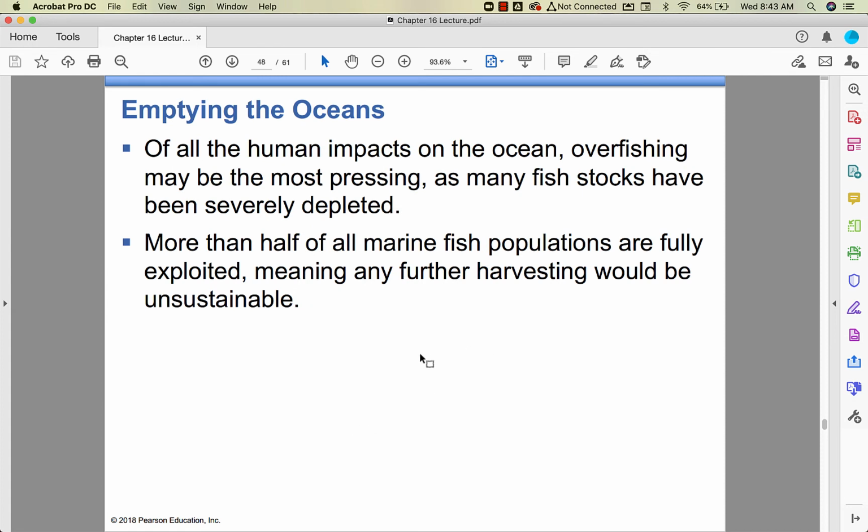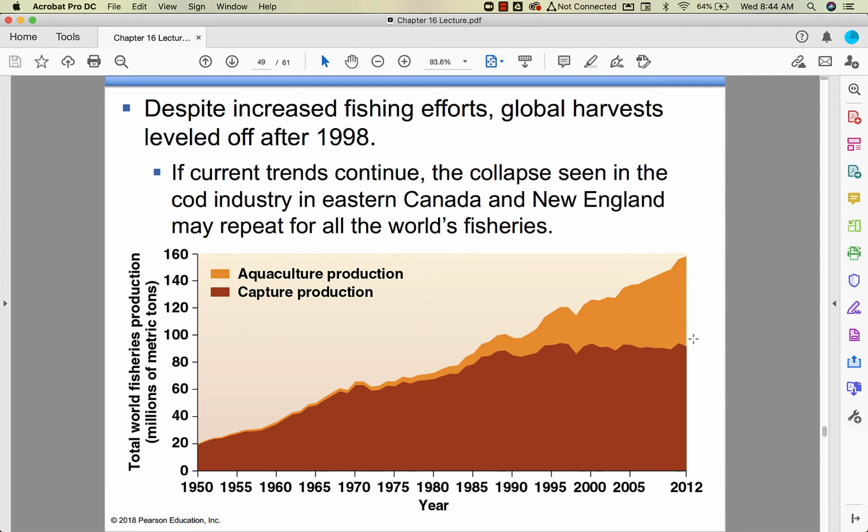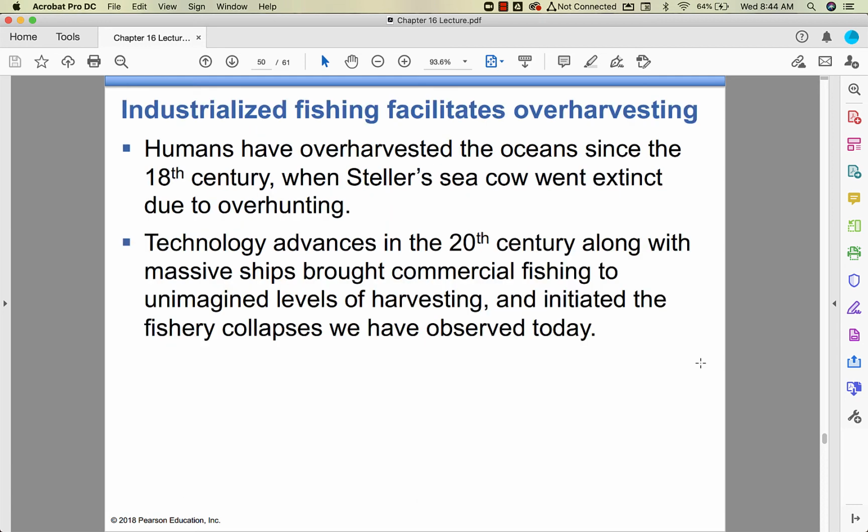So we are overfishing the oceans. More than half of the marine fish populations are fully exploited, which means that if we keep increasing our take from these populations, they're not going to survive. It's not going to be sustainable. Harvest leveled off after 1998. If it keeps happening, we could see complete collapses like we saw in the cod industry in all of the world's fisheries. And nobody talks about it because they think, oh, it's just fish.